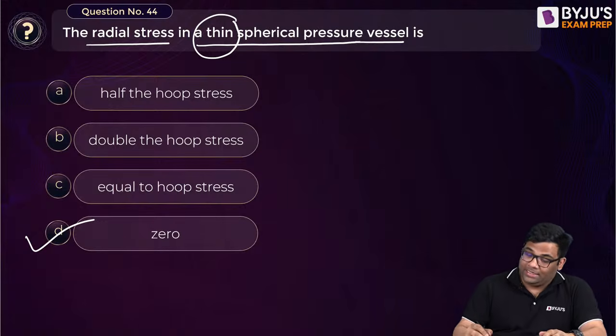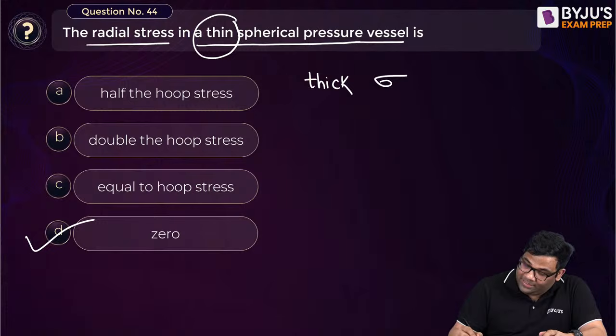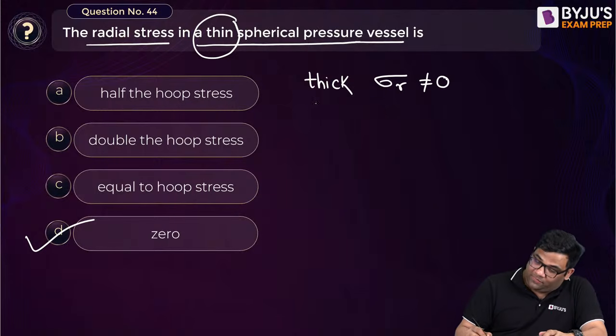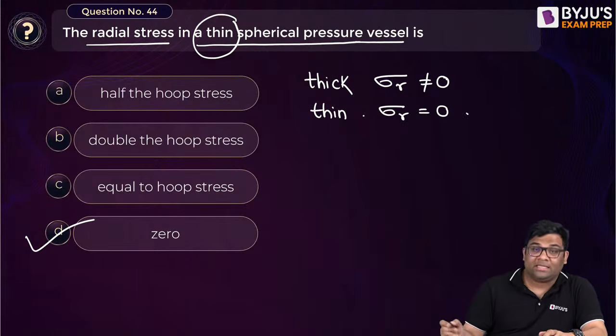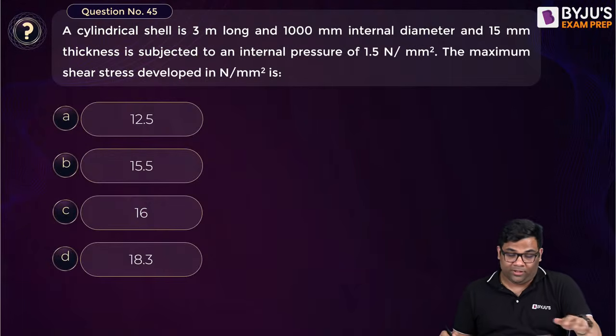In thin it is 0. In thick we will have what? We will have a non-zero radial stress. The expressions I am not discussing here. But for thin cylinders and spheres, the radial stress is 0. Remember this fact. Okay. Next question, 45th question.